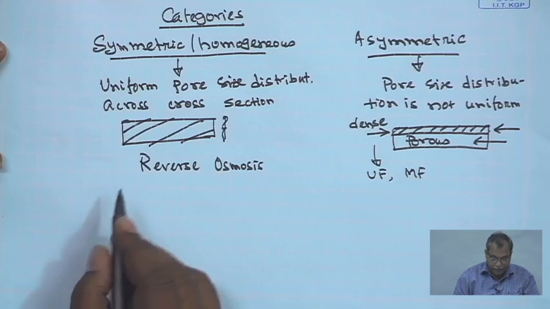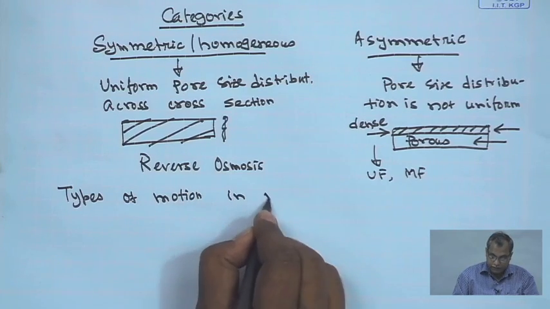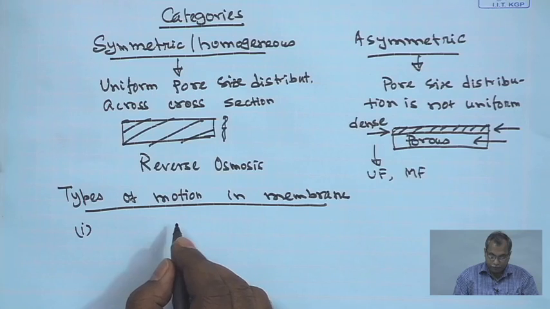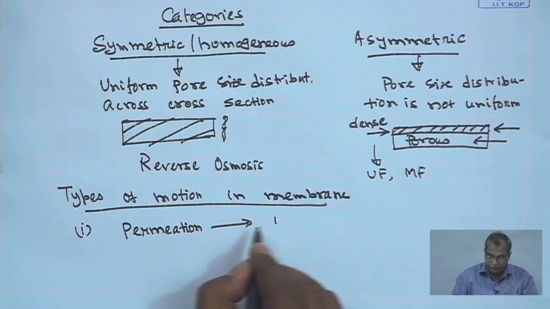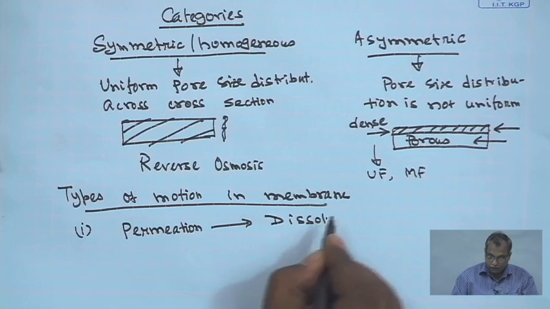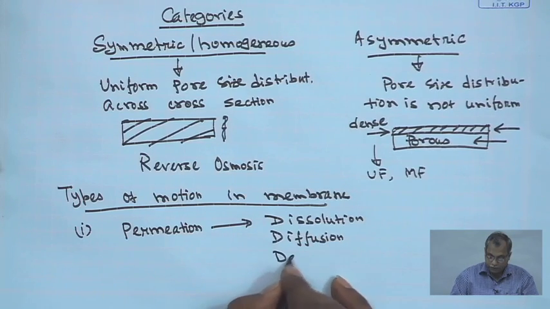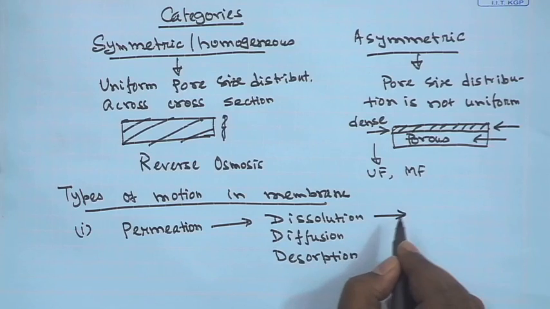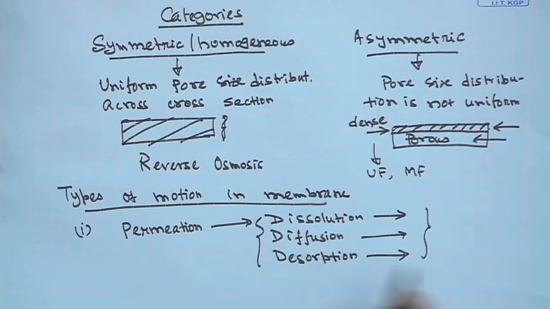So, let us look into the various types of motions that occur in the membranes. The first type of motion or transport mechanism is permeation. Permeation is a process involving three steps: dissolution, diffusion, and desorption. First the solute will be dissolved into the polymer matrix, then because of the concentration gradient, it will diffuse from the retentate stream or the feed stream to the permeate stream, and then it will be desorbed in the permeate stream. So, these three steps together are called permeation.